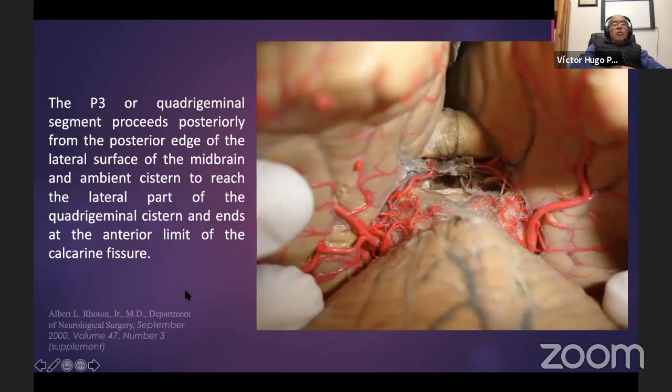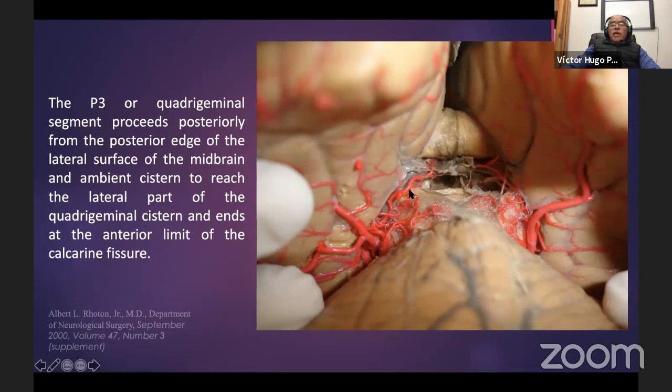The P3 or quadrigeminal segment proceeds posteriorly from the posterior edge of the lateral surface of the midbrain and ambient cistern to reach the lateral part of the quadrigeminal cistern and ends at the anterior limit of the calcarine fissure. This is P4, these are cortical arteries, and this is the P3 segment or quadrigeminal segment.